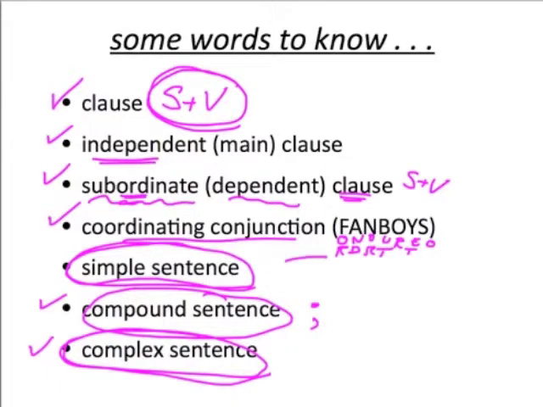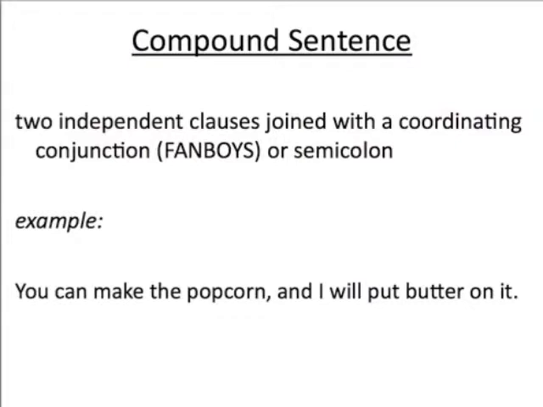So make sure you know the difference between these three kinds of sentences: simple, compound, and complex. So compound sentence, once again, two independent clauses. It could be more, but we're just saying two to keep it simple. Two independent clauses joined with a coordinating conjunction, so one of the little fanboys things there, or a semicolon.